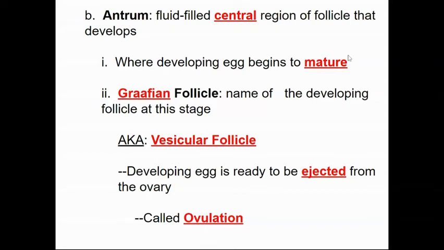The follicle, as it develops, is going to have a fluid-filled center called an antrum. And so the antrum fills up with this special fluid, and basically this is where the egg is beginning to mature. Another name for this at this stage is called a Graafian follicle. And another name for that would be a vesicular follicle. So you hear a few different names here. Sometimes it's called tertiary, meaning the third stage of development, Graafian, or vesicular. They're all the same thing, essentially. So the developing egg is ready to be ejected from the ovary, and when that happens, that's called ovulation.